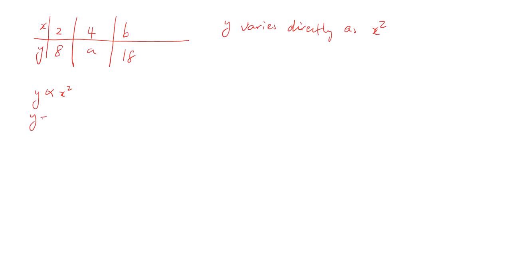So y is equal to k x squared. Now we need to find k. So we use the first piece of information. So we know that when x is equal to 2, y is equal to 8. So therefore 8 is equal to k multiplied by 2 squared. So 8 is equal to, 2 squared will give me 4.